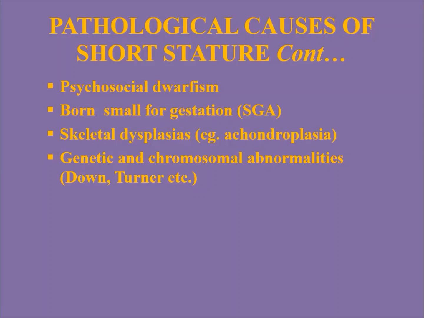Skeletal dysplasia, self-explanatory. There can be short limbs ending up in short stature. And genetic and chromosomal abnormalities, Down syndrome, Turner syndrome are given as examples, but there are numerous syndromes like Amsterdam dwarfism and Laron's dwarfism, and so many things. The list is endless.